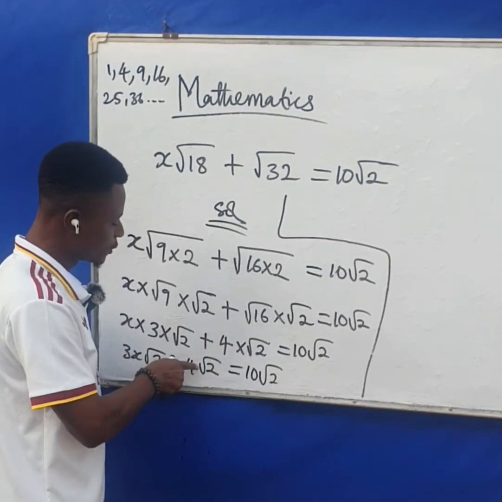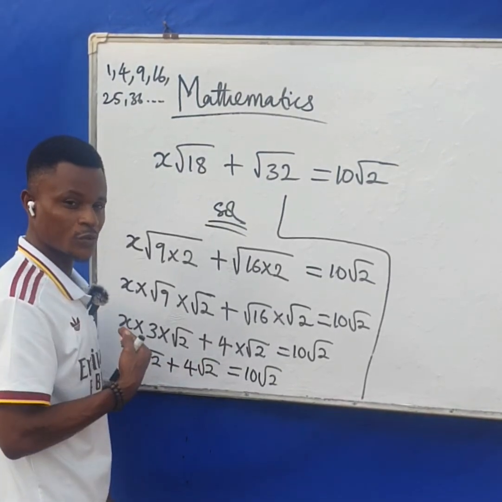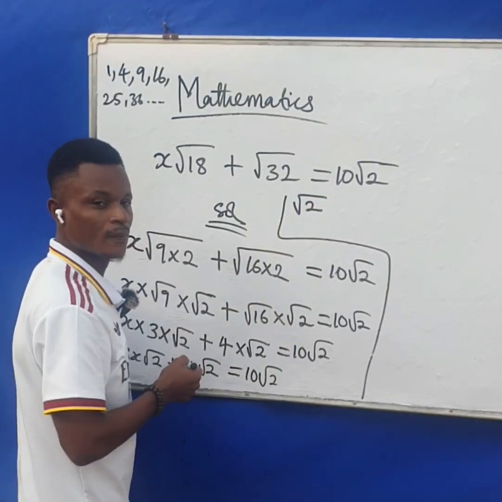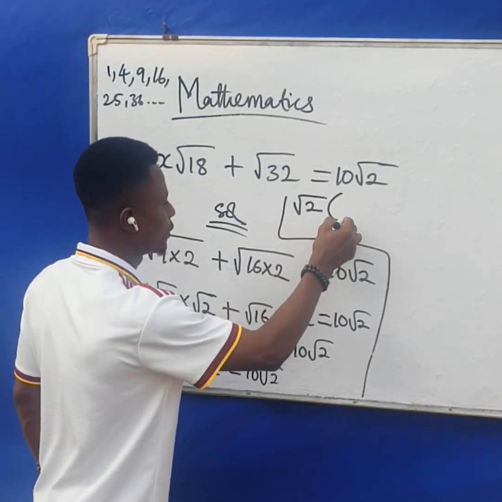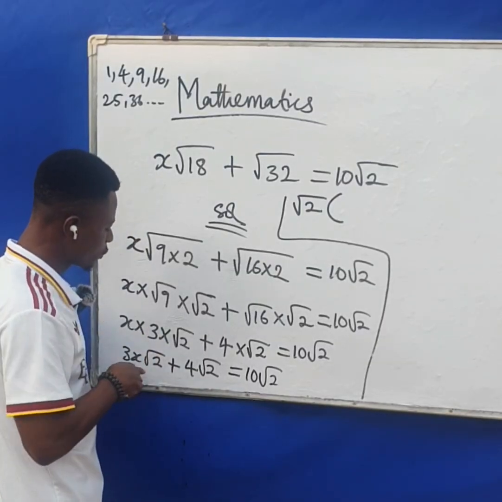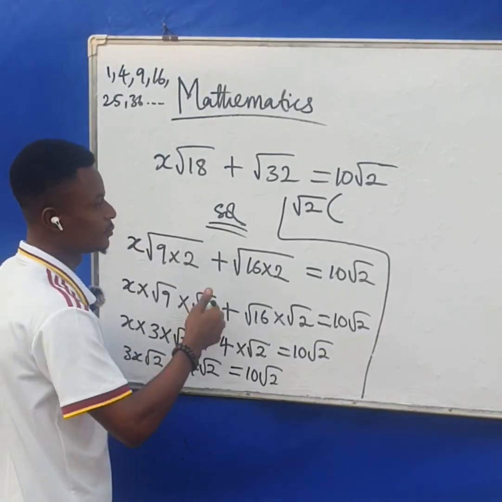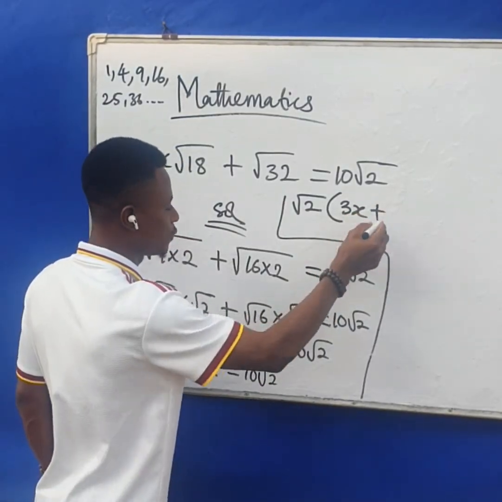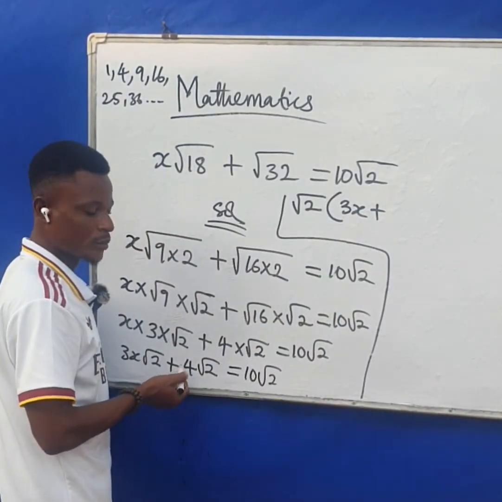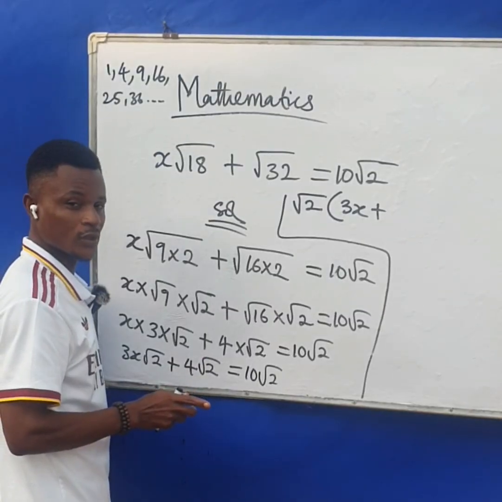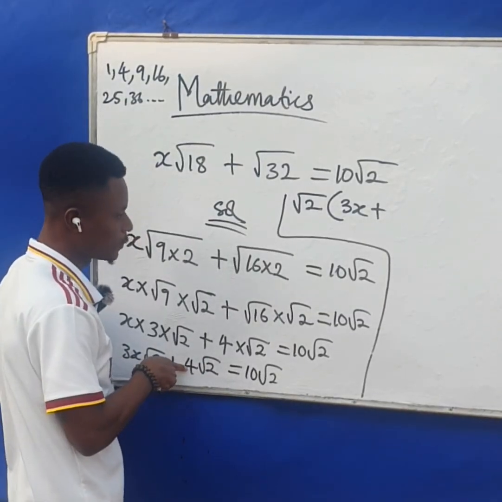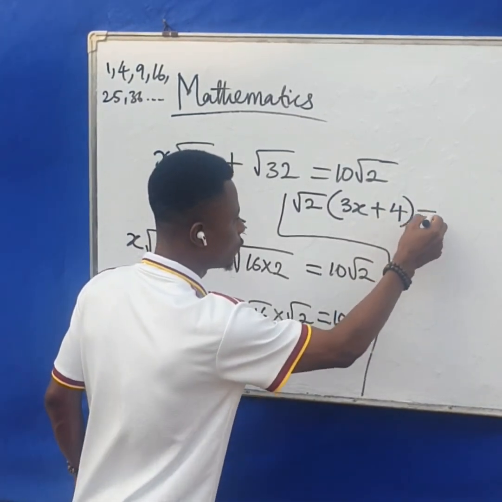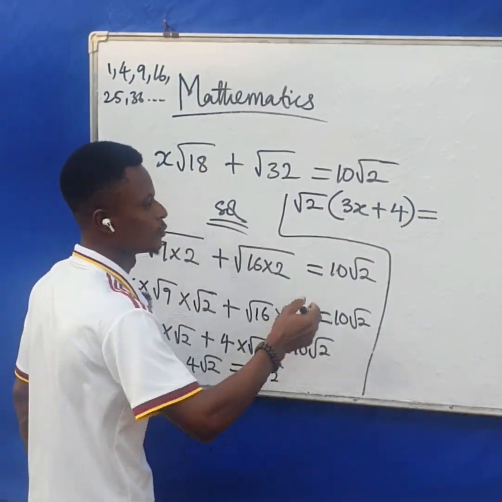Square root of 2 is here and square root of 2 is here. So we have to bring that square root of 2 out. So the square root of 2 is common. Bring it out. After you have brought it out, you open a bracket. Now, because we have taken away square root of 2 from this, we are left with 3x here. So we have 3x, then plus. For this one, we are going to be left with 4 because we have taken away this square root of 2. Hope you understand. Then we close the bracket. Then everything equal to this 10 root 2.